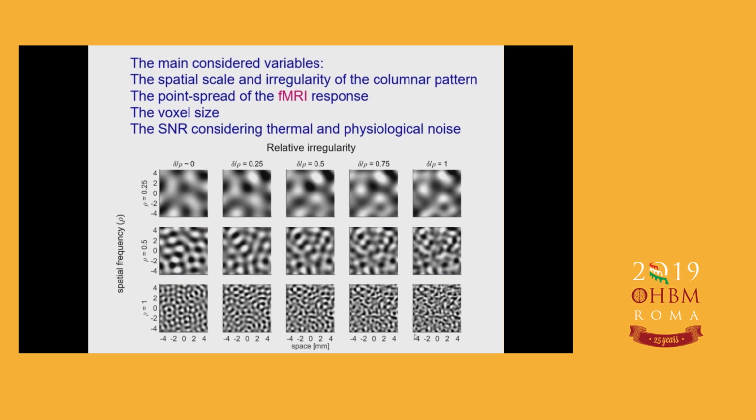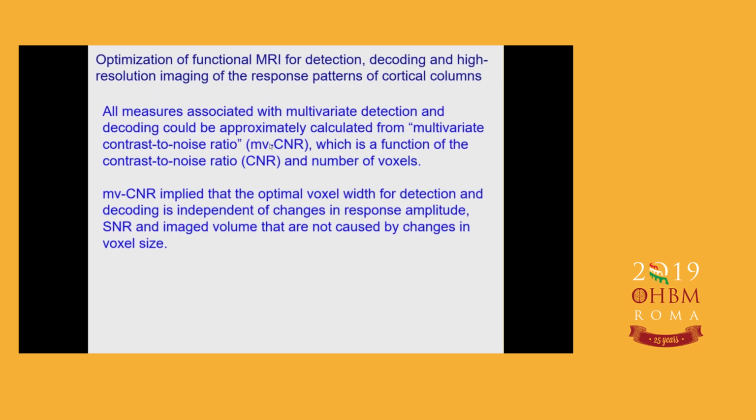We took again the model and we varied the spatial scale and irregularity of the columnar pattern. You can see the spatial scale, the spatial frequency, on the vertical axis. Irregularity changes on the horizontal axis. If you look at the second row here, the pattern to the left is very regular and the pattern to the right is very irregular. We varied the point spread function of the fMRI response, the voxel size, and the signal-to-noise ratio, considering both thermal and physiological noise. And here are some findings.